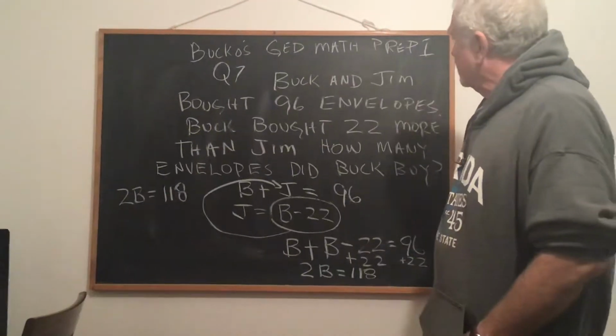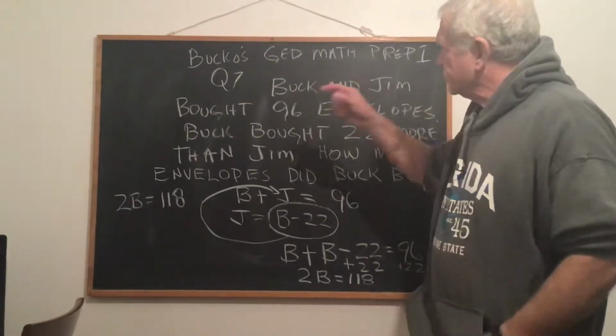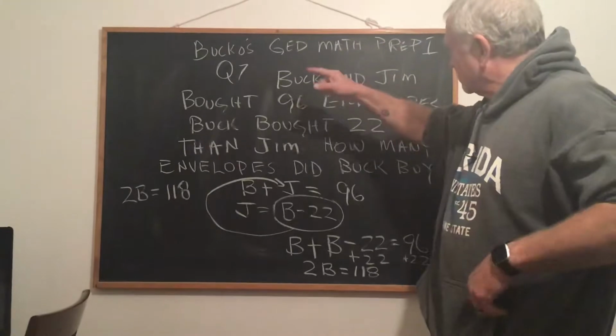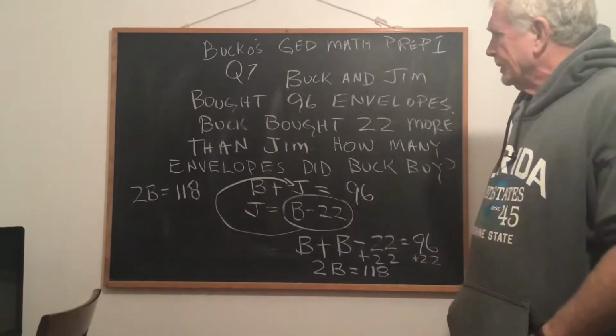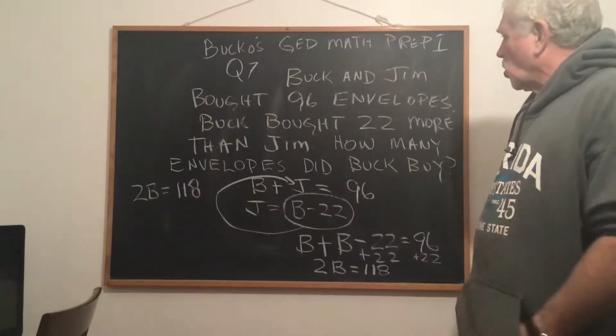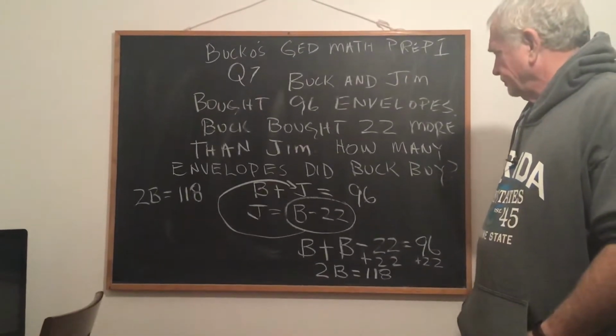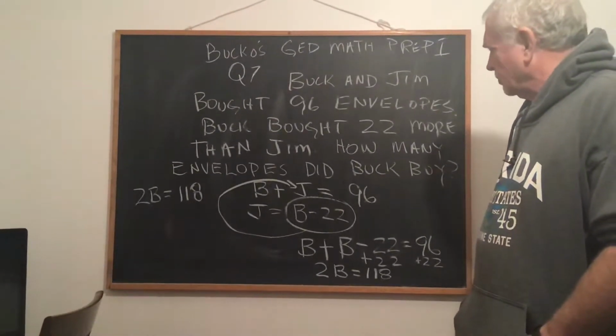Okay, this is Buckos Math Prep 1, question 7. Question reads, Buck and Jim bought 96 envelopes. Buck bought 22 more than Jim. How many envelopes did Buck buy?